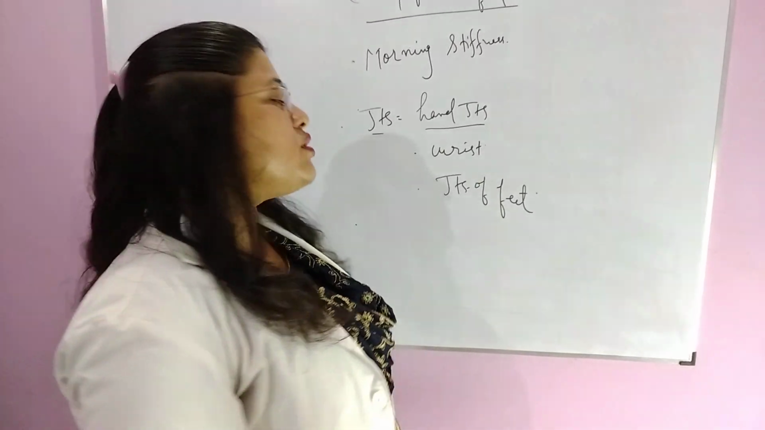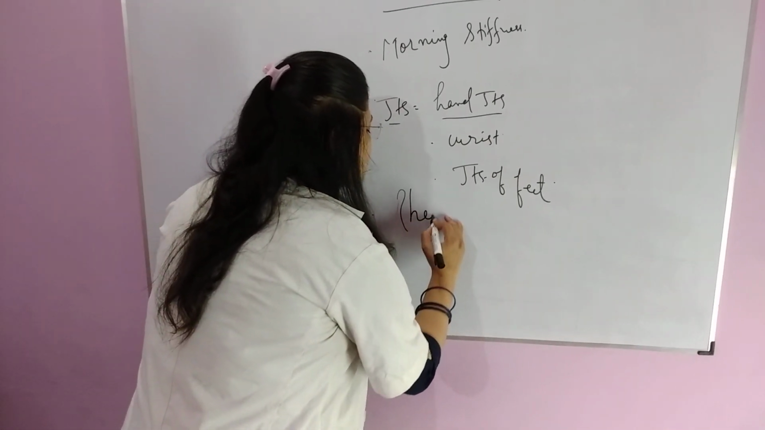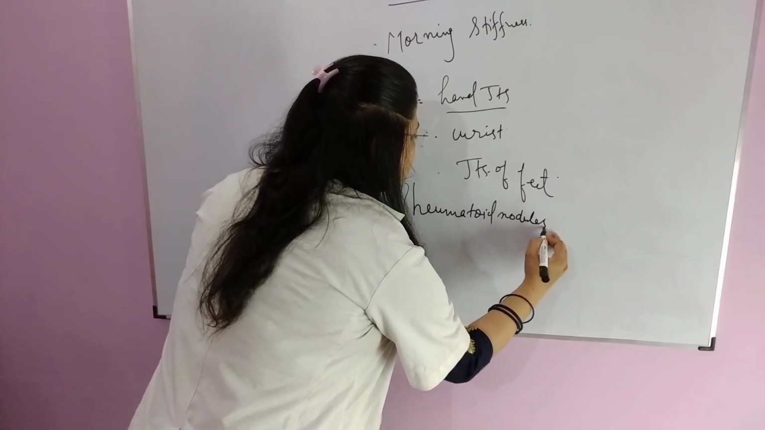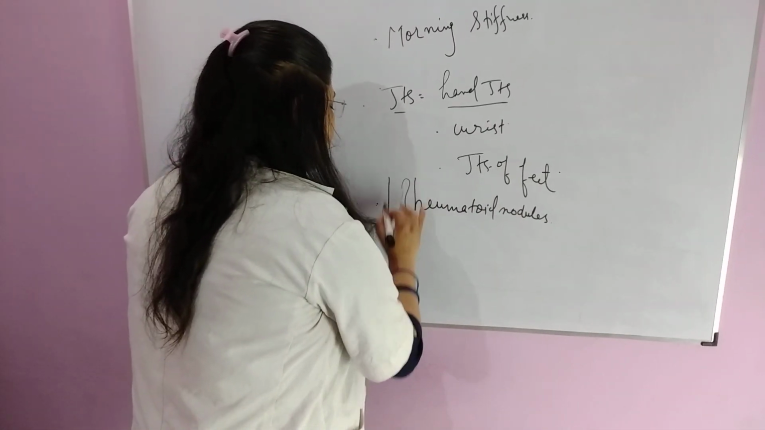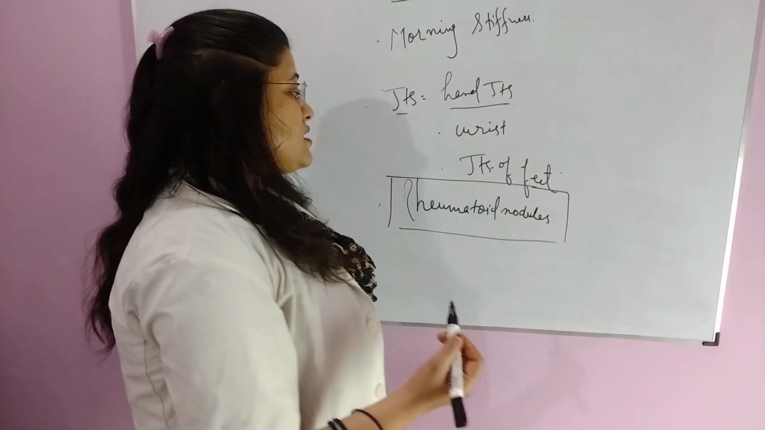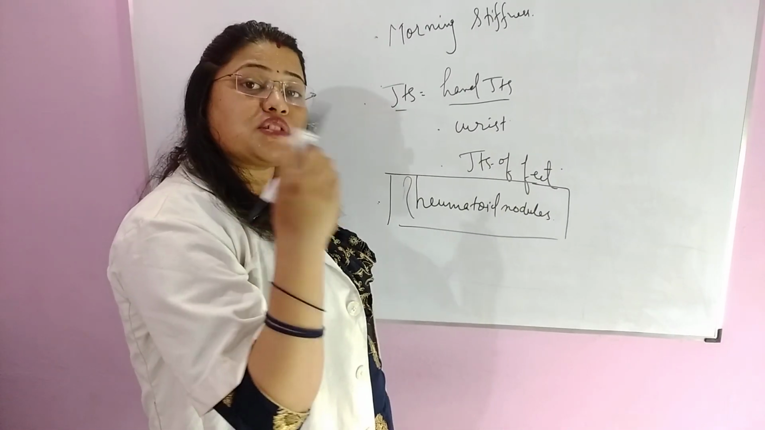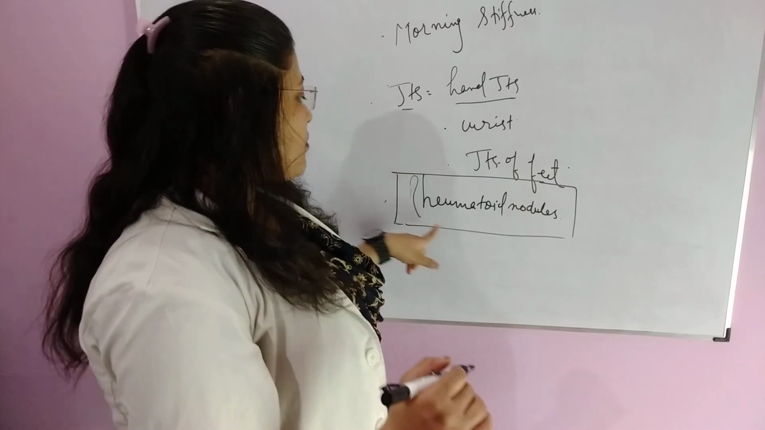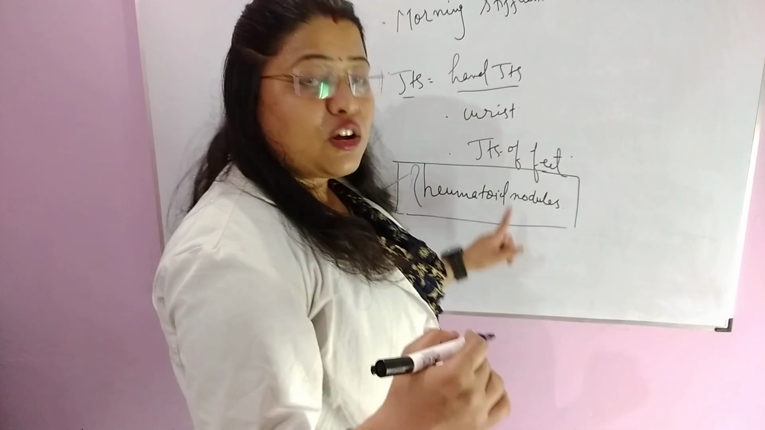Third is the presence of rheumatoid nodules. Rheumatoid nodules are a characteristic feature of this rheumatoid arthritis. As we have studied in gout, a collection of MSU crystals was known as tophus. So like tophus in gout, here we say the nodules as rheumatoid nodules.